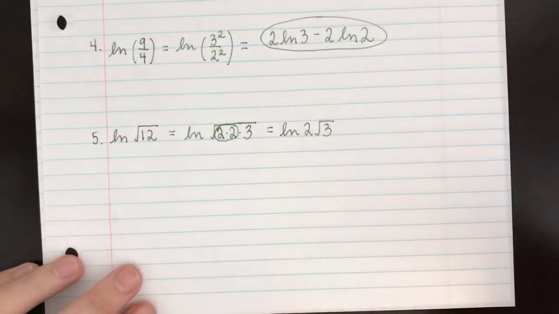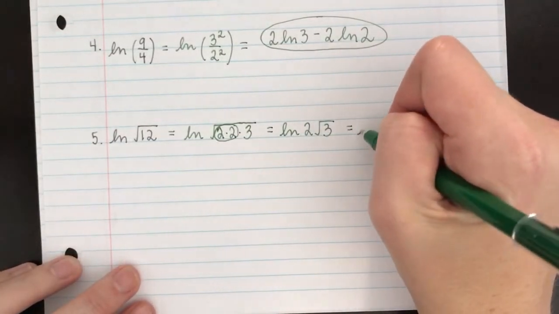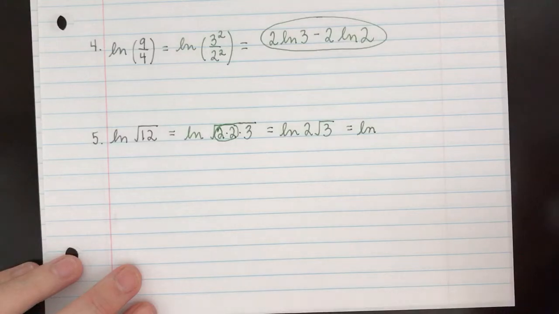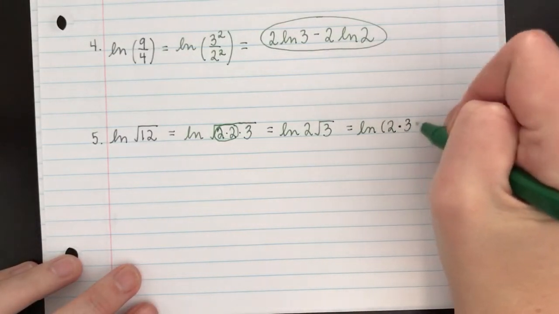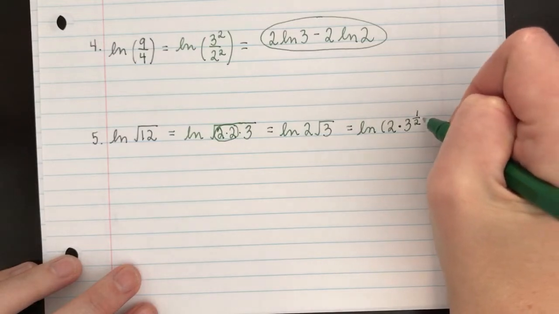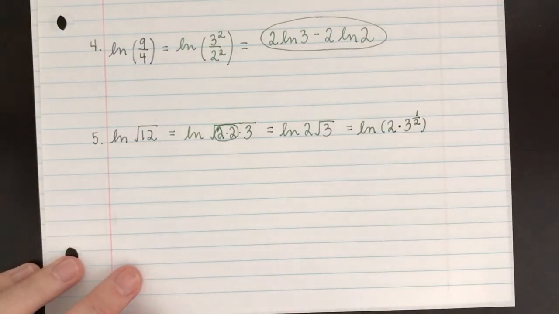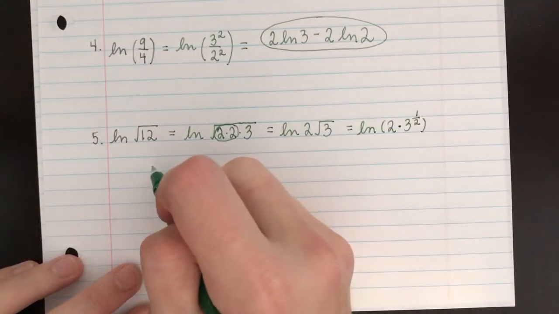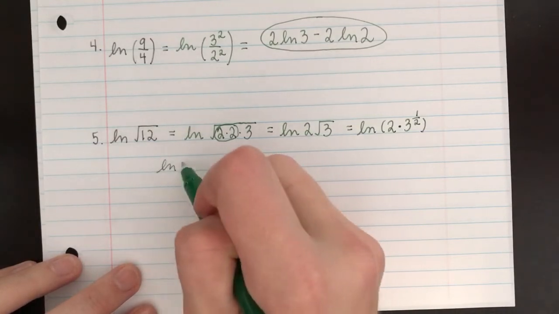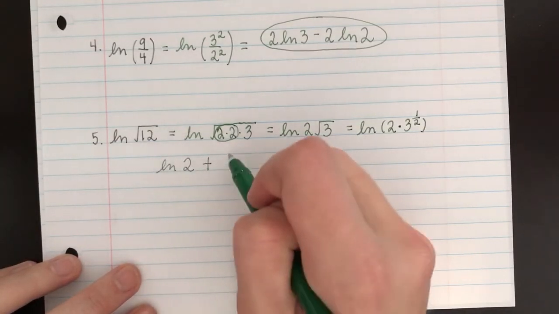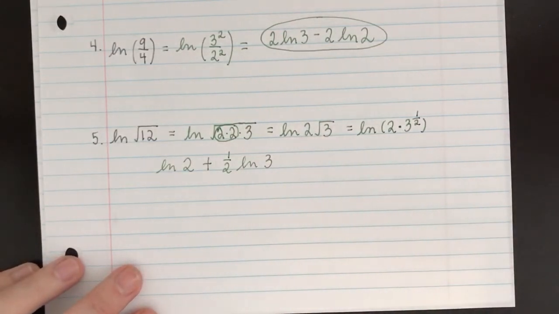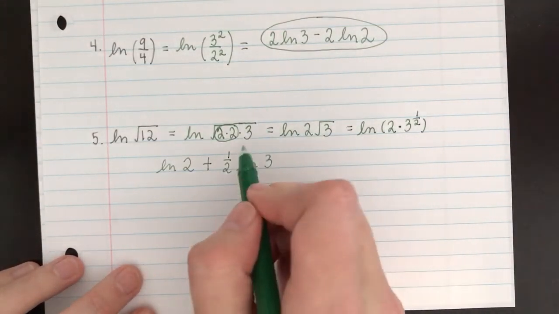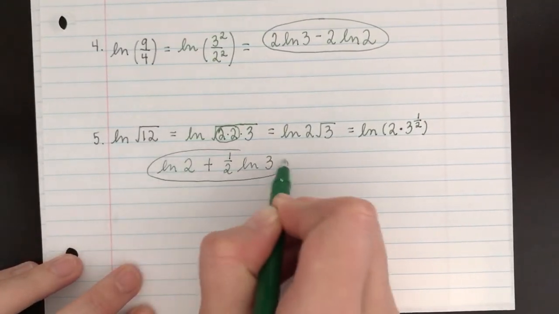And then again, you don't want to keep the square root, so you would think of this as natural log of 2 times 3 to the 1/2. And then the final answer would be ln of 2 plus 1/2 ln of 3. That's it for those.